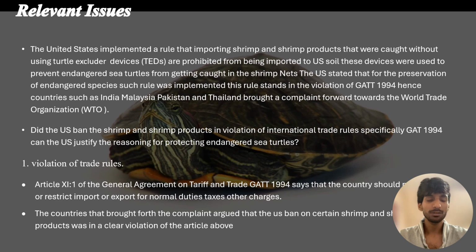Violation of the trade rules. Article XI:1 of the General Agreement on Tariffs and Trade, GATT 1994, says that a country should not prohibit or restrict the import or export of goods other than normal duties, taxes, or other charges. The countries that brought forth the complaint argued that the US ban on certain shrimp and shrimp products was in clear violation of the article above.